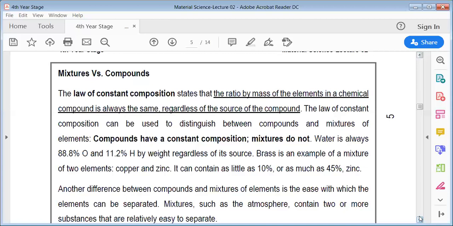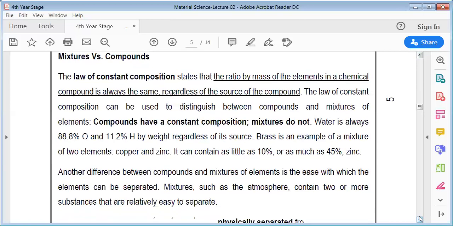So water is always 88.8% oxygen and 11.2% hydrogen, in any water molecule. Of course, we're talking about when the water is pure, not a mixture. Brass is an example of a mixture of two elements, copper and zinc. It can contain as little as 10% or as much as 45% zinc. So different percentages, it could be any percentage.